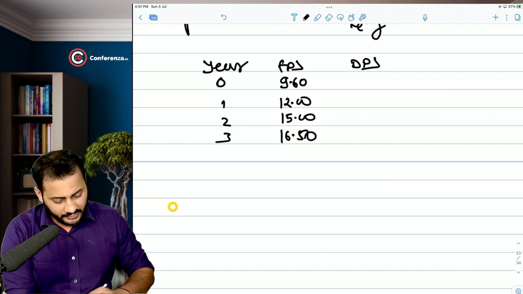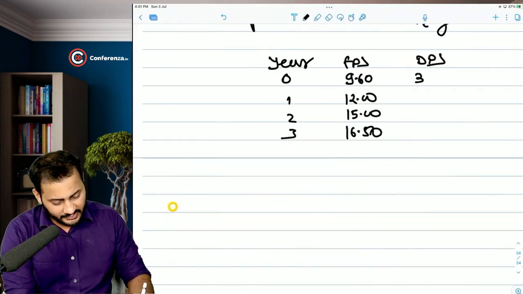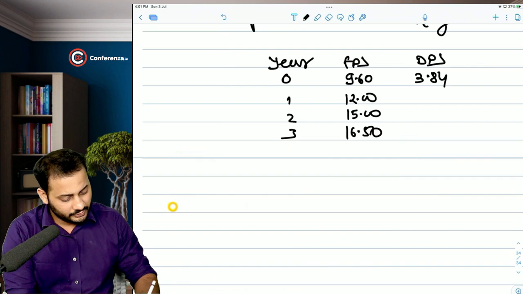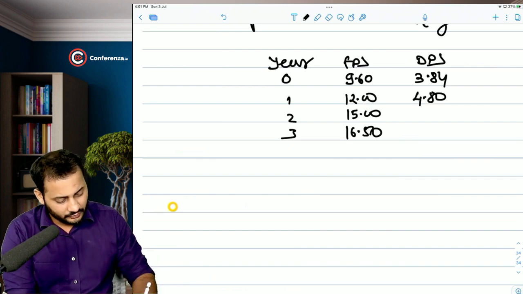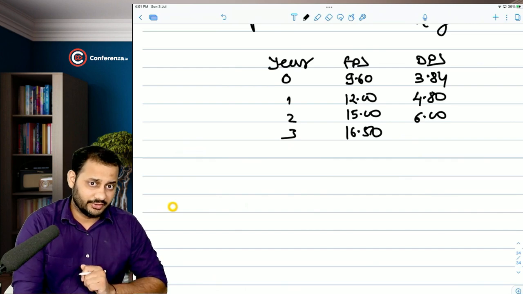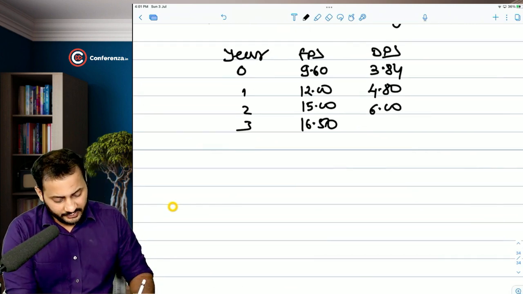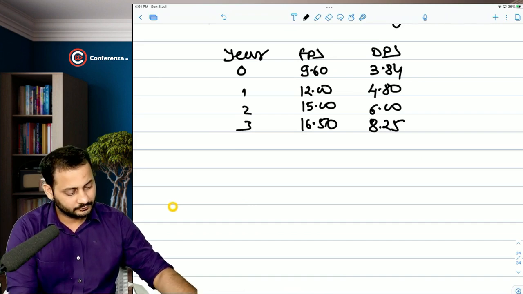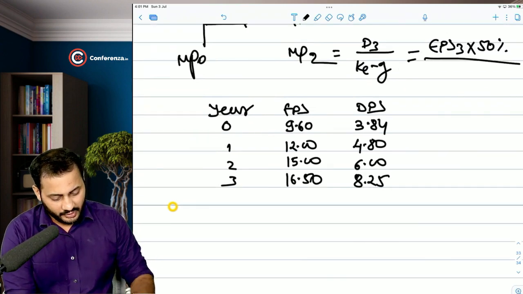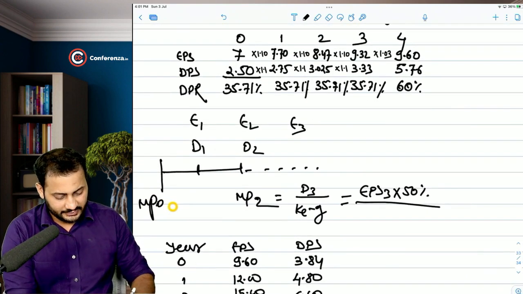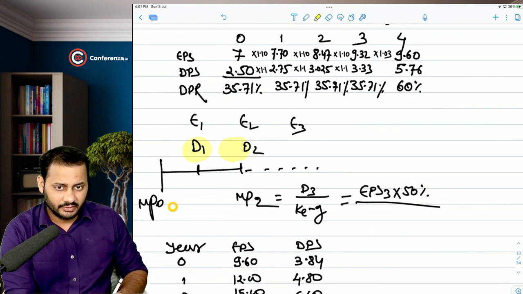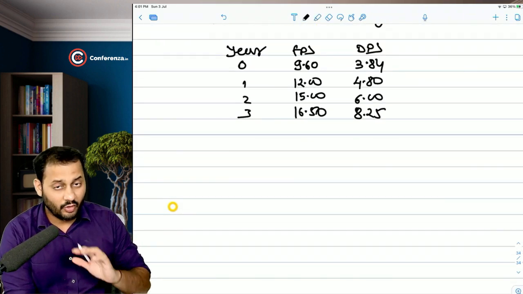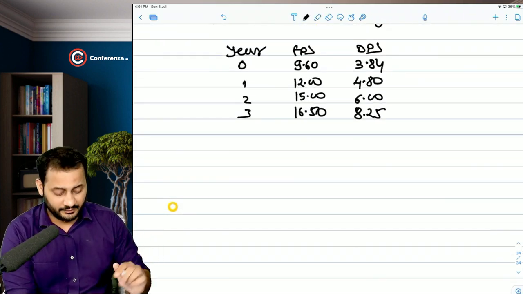Okay. The dividend per share is 3.84 and they are saying that it will also grow by 25%. 1.25 into 3.84 equals 4.80, equals 6, for the 2 years only. And for the third year, the dividend will be 8.25, meaning 50% of the earning per share. What I want in this calculation is the present value of D1, D2 and MP2, and for MP2 I need D3. So yes, I have all the figures now.